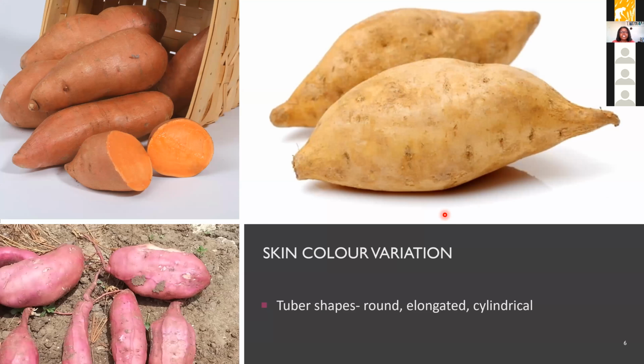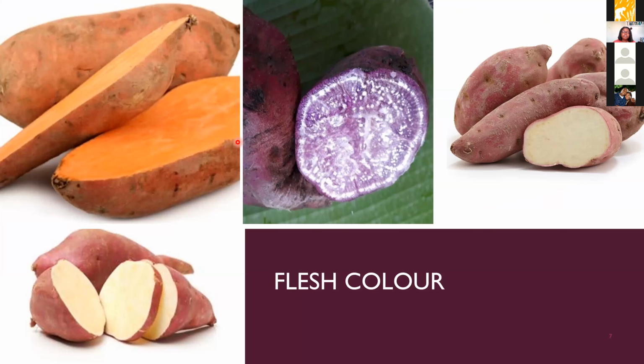We have variation in terms of skin color. We have white skin types. We have pink skin types. And we even have reddish orange skin types. And you would have heard Dr. Robin indicate that this method of just visually looking at the plant based on its skin and also its flesh color were traditional ways in which we described our sweet potato varieties.